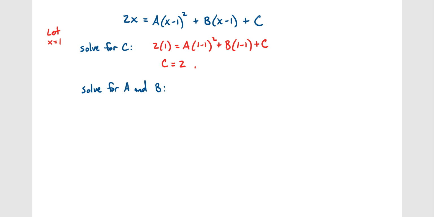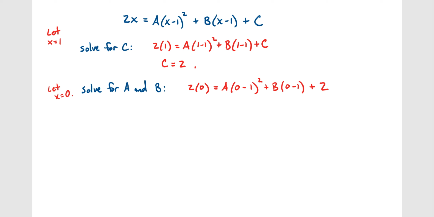So let's start by plugging in 0. Let x equal 0. The reason I'm picking 0 here is because 0 is a nice, easy number to plug in. You can plug in any number you want. So on the left-hand side, it's going to be 2 times 0 equals A times (0 minus 1) squared plus B times (0 minus 1). And then let's plug in for C. We know that C is 2, so let's substitute it.